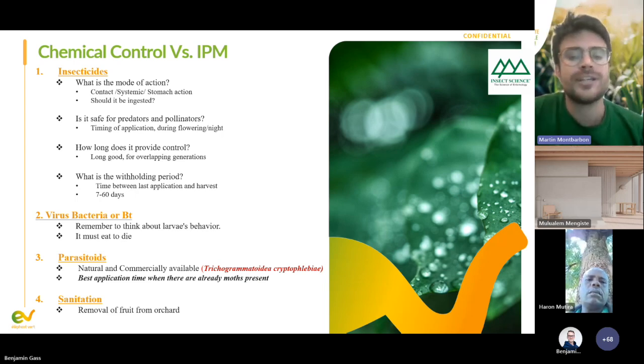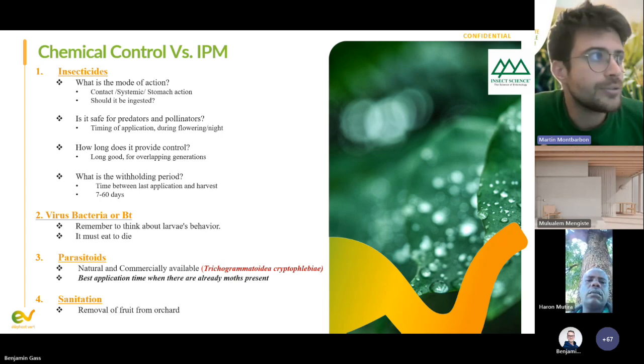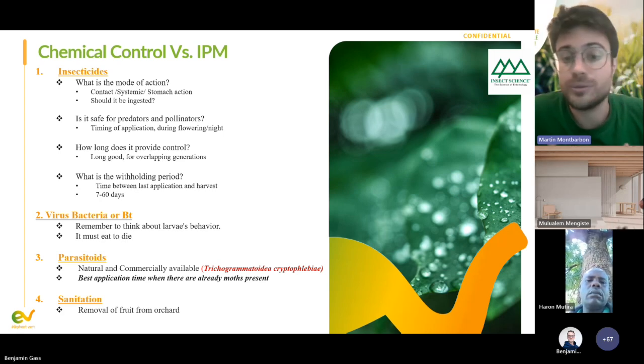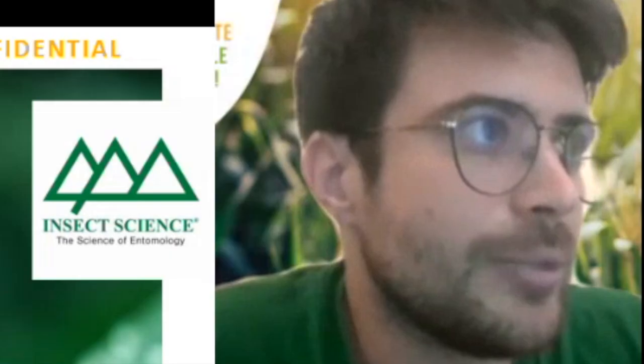So it makes the contact very difficult. You need something that will be ingested by the larvae when you are picking a chemical. And for that, you have solutions like virus, you have solutions like BT, and you have a new solution called Venerate that is also metabolites from bacteria. And then you have also many chemicals that have stomach action.